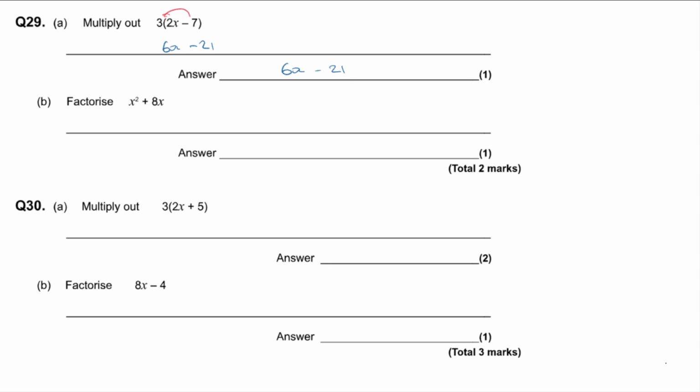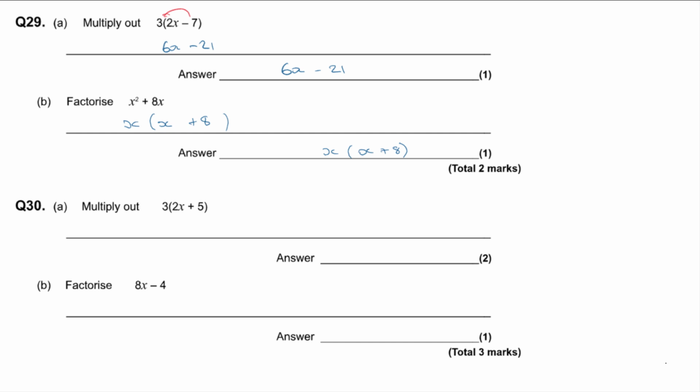Factorize x squared plus 8x. Okay, so we've got two terms here. They've both got an x in them. So if I take x outside and put it on outside of the brackets like that, and I think, well, what times x is x squared? Must be x. And what times x is 8x? Must be 8. So the factorized form is going to be x open brackets x plus 8.